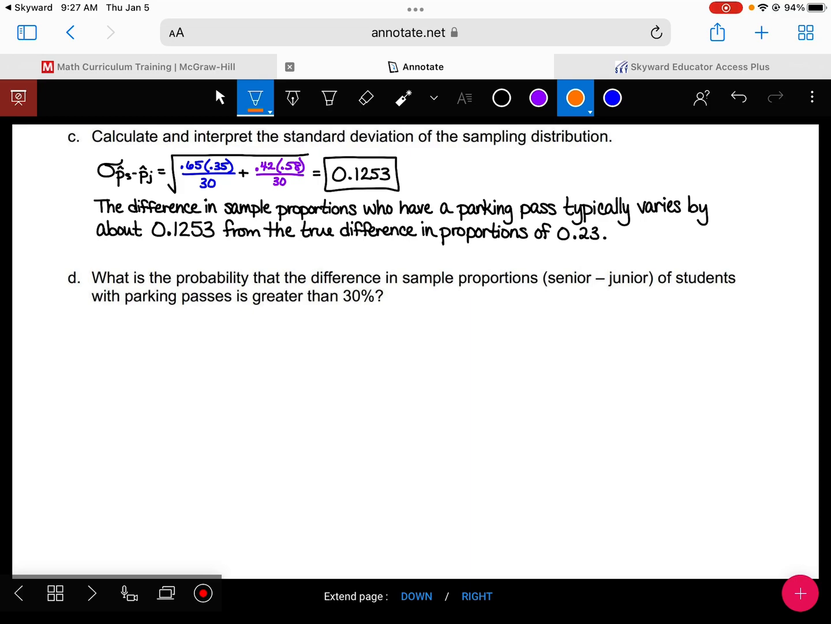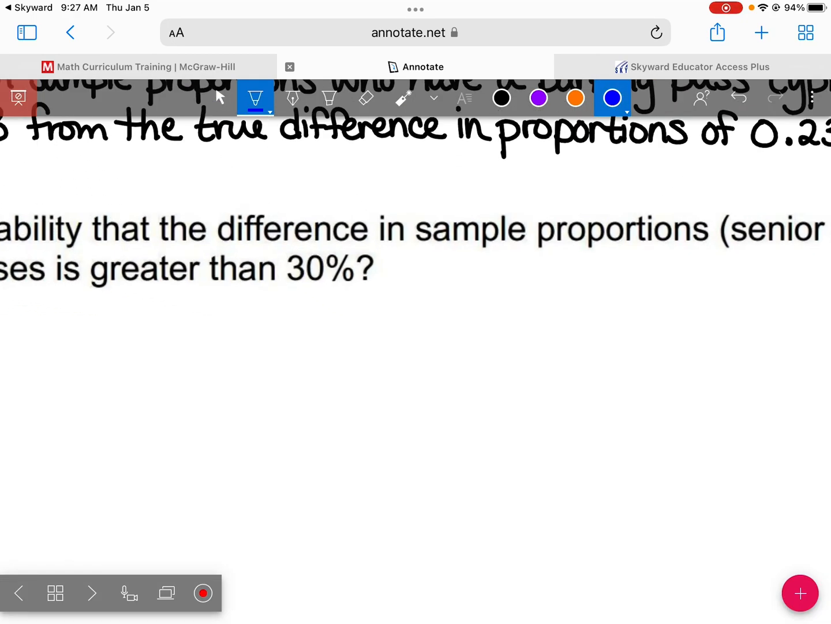All right, C is still up on the screen, so if you were copying that down, that one's still up there. What is the probability that the difference in sample proportions, senior minus junior, of students with parking passes is greater than 30%? We know this has what shape to it? Approximately normal. We know our mean, which is what? 0.23. We know our standard deviation, 0.1253. So how do I find the z-score for this? How would I find the z-score?